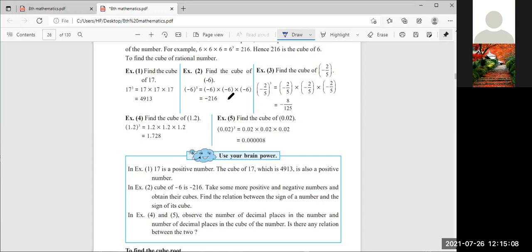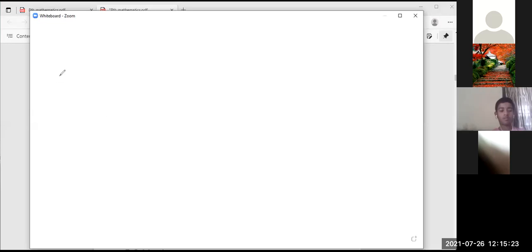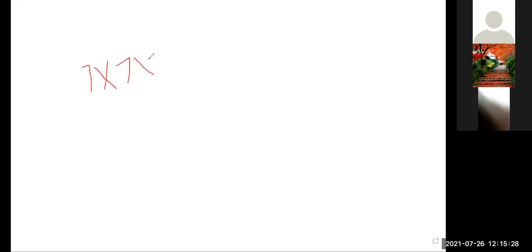If we take positive numbers, its cube will also be positive. And suppose we take a negative number, then its cube is negative. How is this? I'm going to show it here. We have the positive number 7, 7 multiplied by 7. 7 sevens are 49. Then 49 into 7 we get 343. Correct? It is the cube of 7. Since this 7 is a positive number, the result is positive.